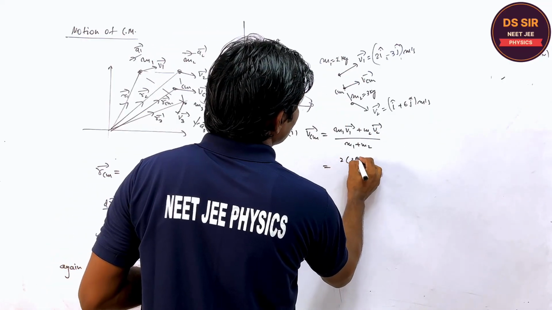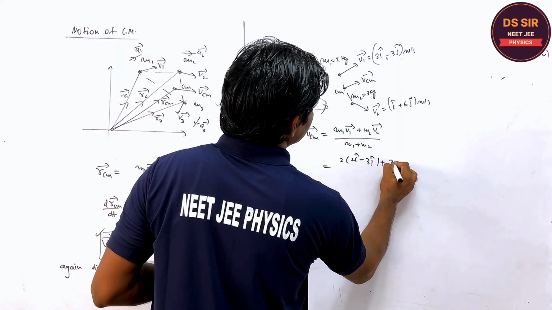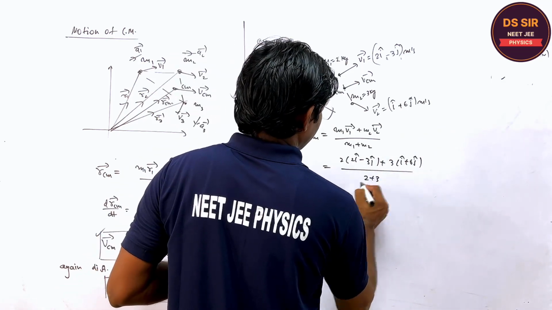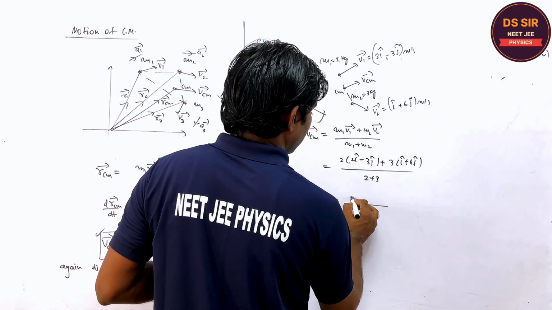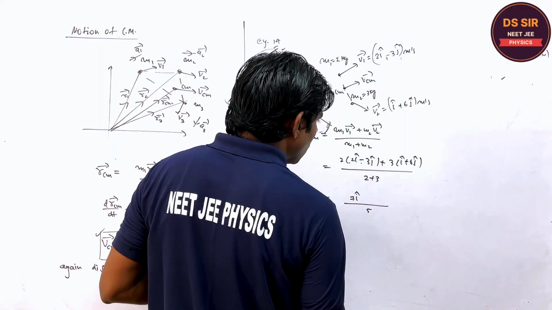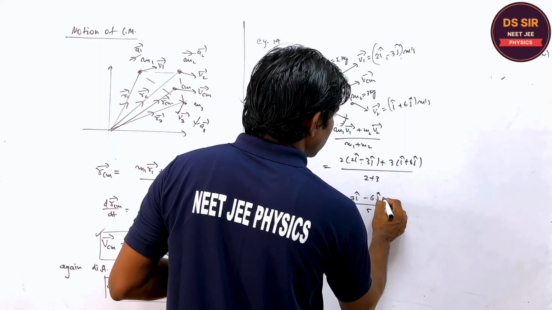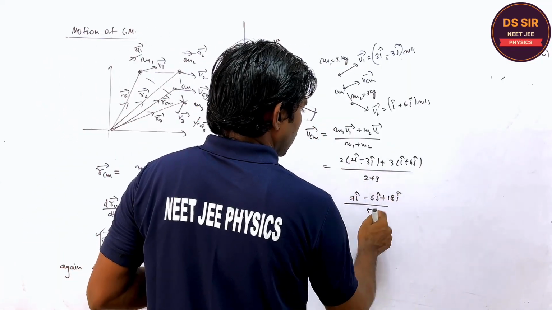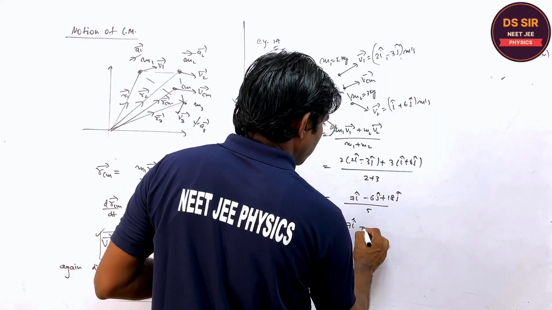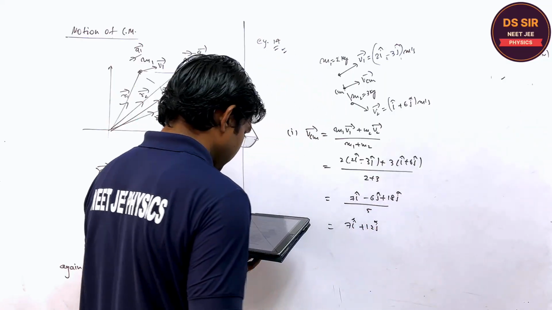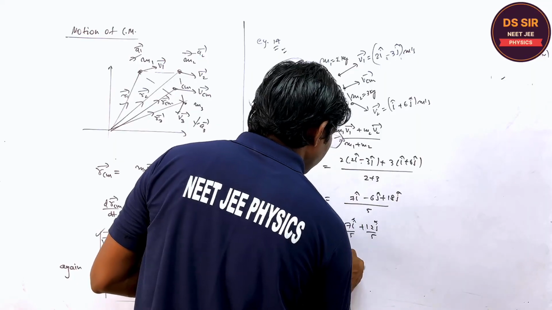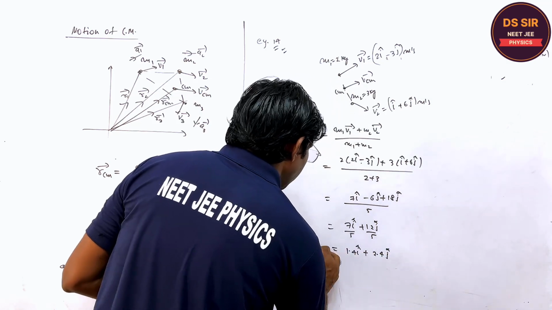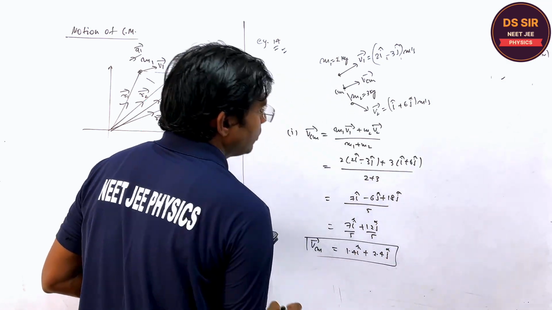So m1 is 2 into (2i minus 3j) plus 3 into (i plus 6j), divided by 2 plus 3. It is equal to 1/5 of (4i minus 6j plus 3i plus 18j). So how much is this? 7i cap plus 12j cap. Is it clear or not? Divided by 5, it is 1.4i cap plus 2.4j cap. This is the velocity of the center of mass. Are you getting or not?